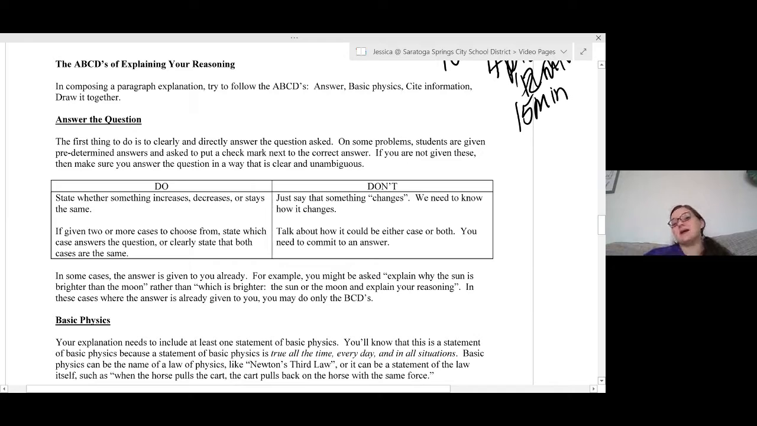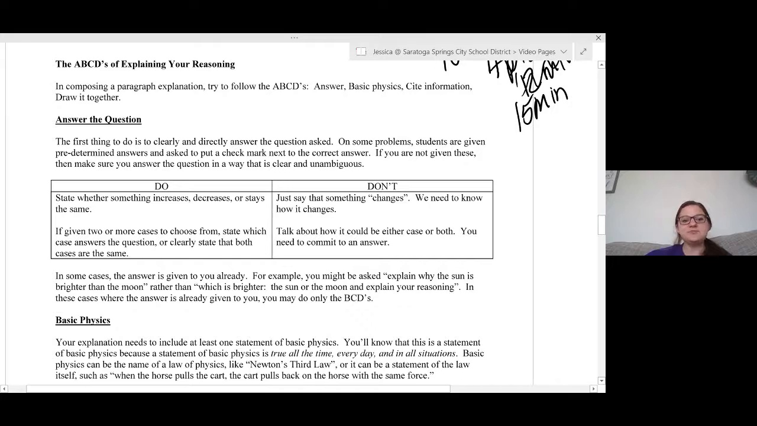You should not say that something just changes. I need to know how it changes. And I think that I've nitpicked this on your test enough that you guys kind of understand this by now. You want to talk about how that thing could change in either case or both cases, but you have to commit to an answer. You can't just ramble on.